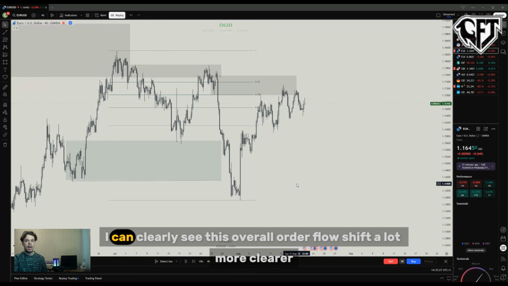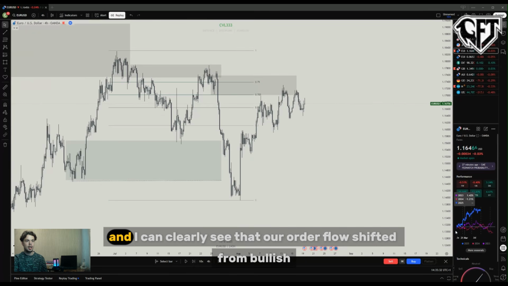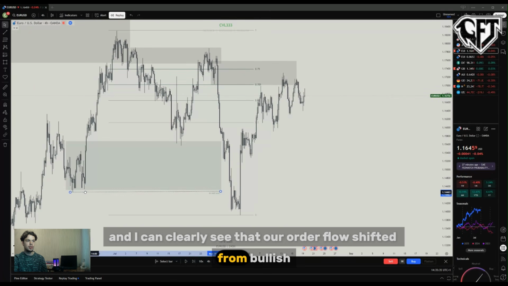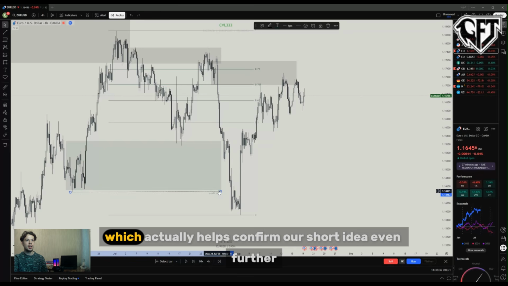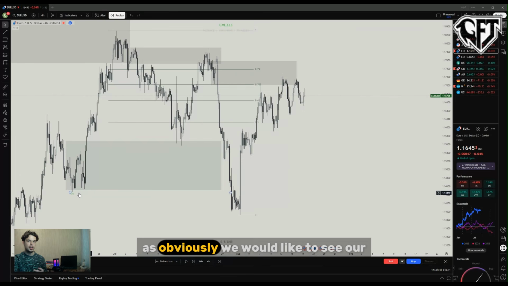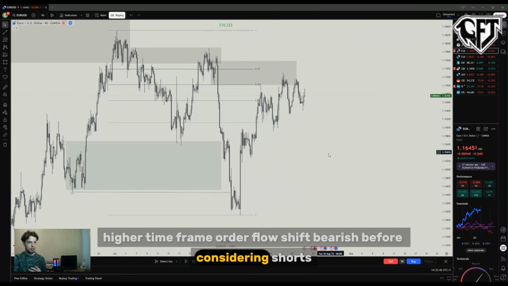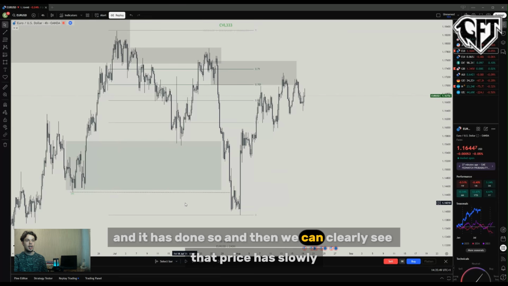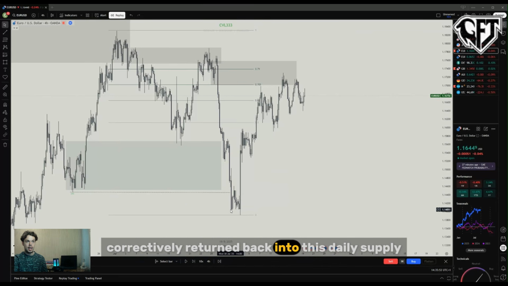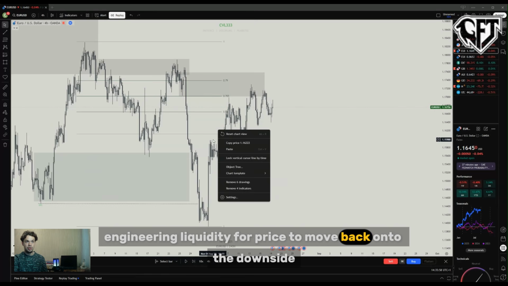On the 4 hour, I can see this overall order flow shift a lot more clearly. I can see that we got a nice candle closure below this, and that our order flow shifted from bullish to bearish here, which helps confirm our short idea even further, as we would like to see our higher time frame order flow shift bearish before considering shorts, and it has done so. And then we can see that price has slowly, correctively returned back into this daily supply, engineering liquidity for price to move back onto the downside.